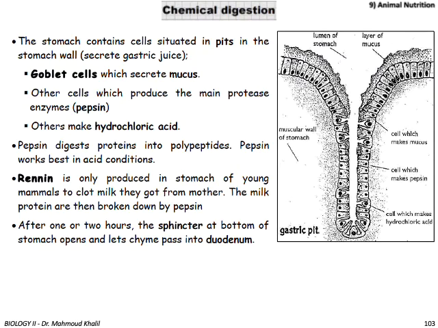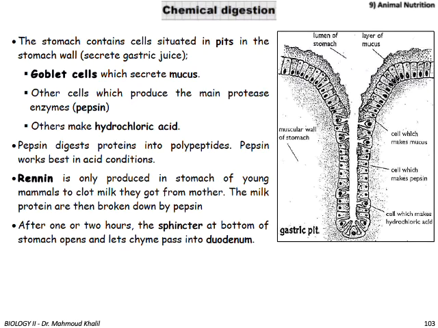The pepsin, of course, digests proteins into polypeptides, and this pepsin must work in acidic conditions. What's renin? Renin is only produced in the stomach of young mammals to clot the milk they get from their mother. The milk proteins are then broken down by pepsin.